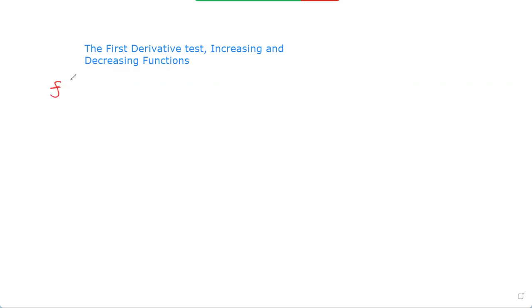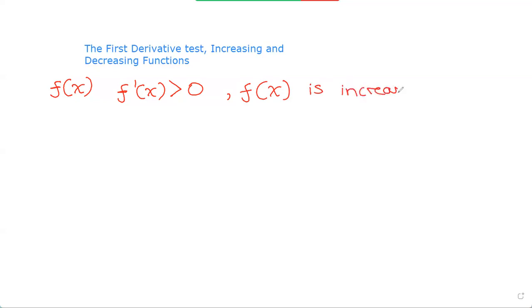So say we have a function f of x. An increasing function is when f prime of x is greater than 0. When this is the case, then f of x is increasing. So when f prime of x is greater than 0, then f of x is increasing. When f prime of x is less than 0, then f of x is decreasing.